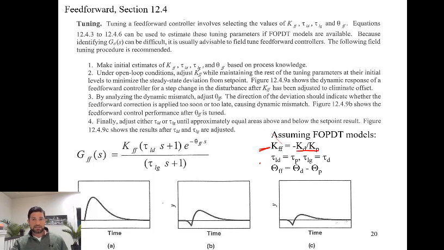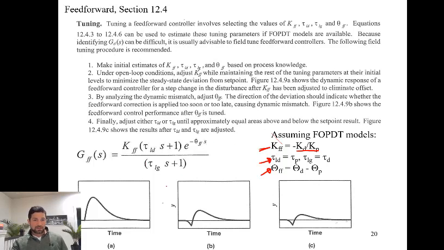on the process. The time constant on the controller is going to be related to the time constant of the process and the time constant of the disturbance, and then the dead time on the feed-forward controller is again going to be related to these two. You can look at the math here, but I want to just discuss in general how you tune a controller to achieve the process that you want.